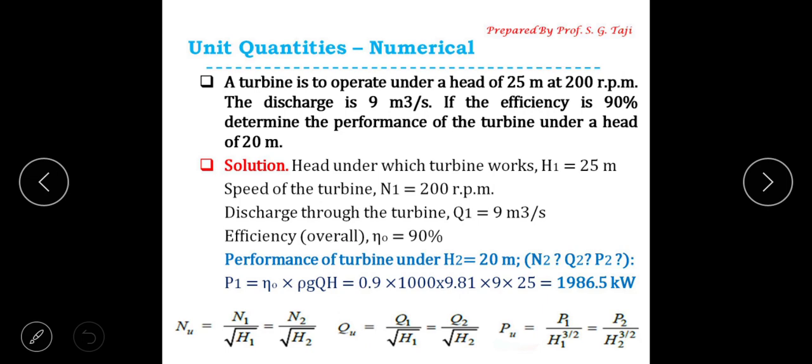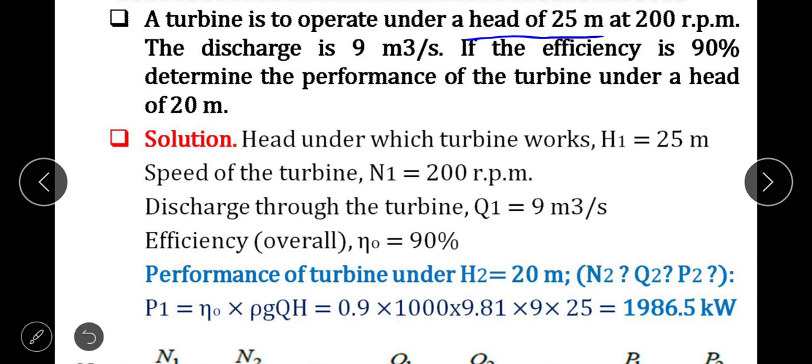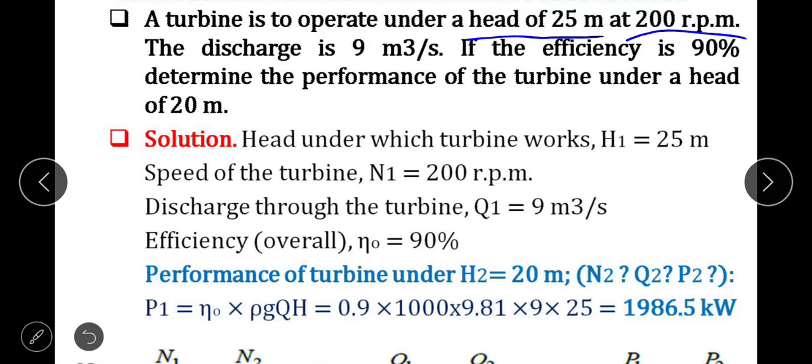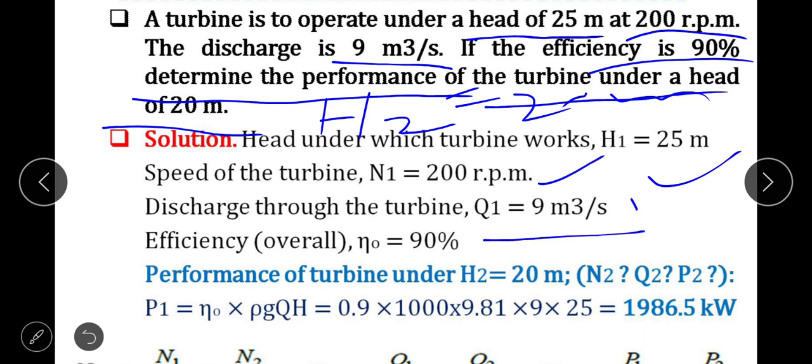A turbine is to operate under a head of 25 meter, means capital H is equal to net head 25 meter, at 200 rpm. Say N1 is equal to 200 rpm, H1 is equal to 25 meter. The discharge Q1 is 9 meter cube per second. If the efficiency is 90%, determine the performance of the turbine under a head of 20 meter. Means here H2 must be 20 meter. H1 is given 25 meter, N1 given 200 rpm, Q1 is given 9 meter cube per second. Efficiency 90% in all the cases.